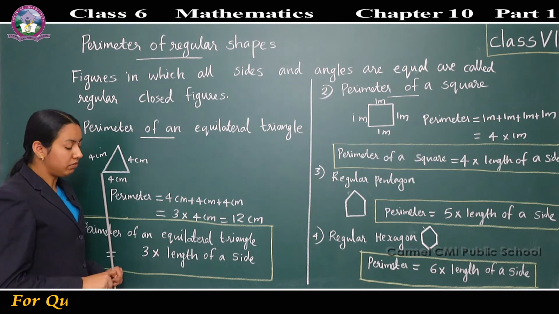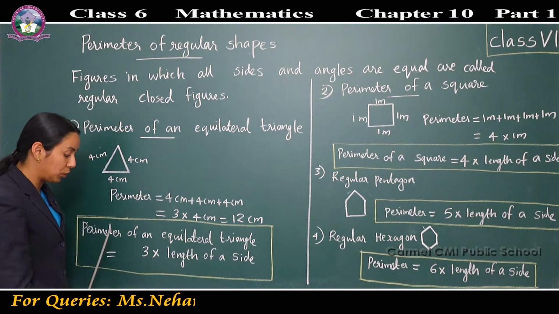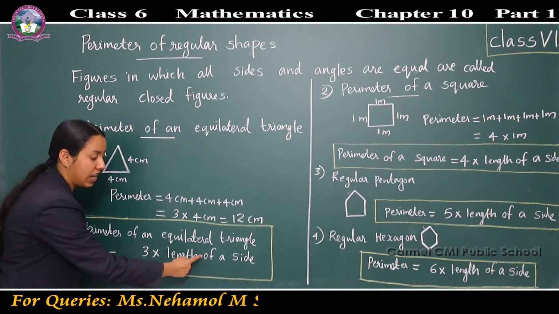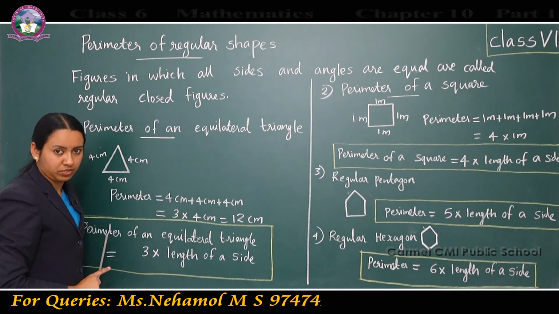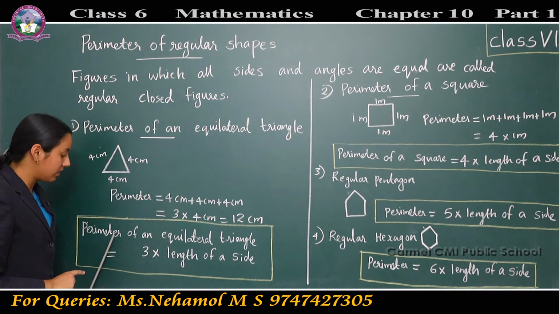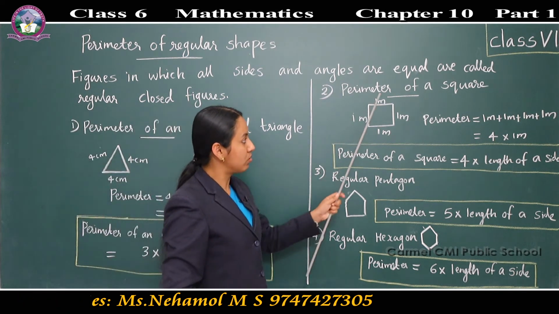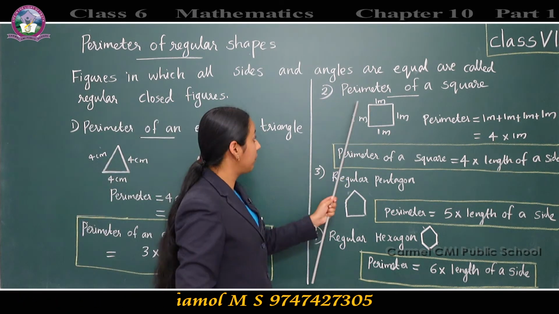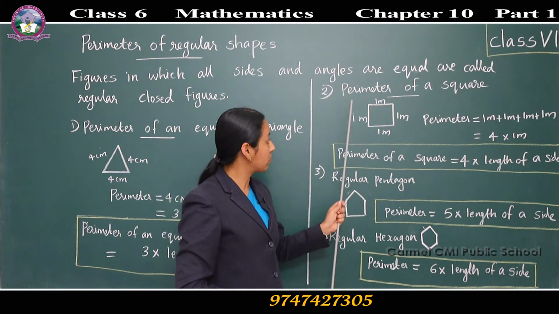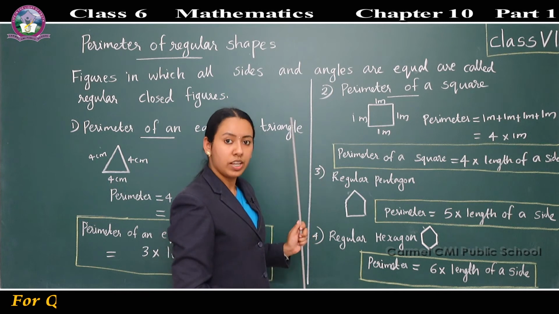So in general we can say perimeter of an equilateral triangle is equal to 3 into length of a side. So this is the general formula. Now consider another closed figure, another regular figure, square. For a square also all sides are equal, all angles are also equal.